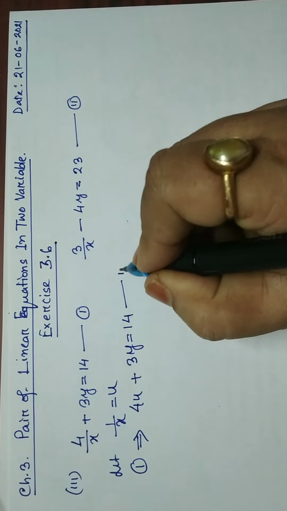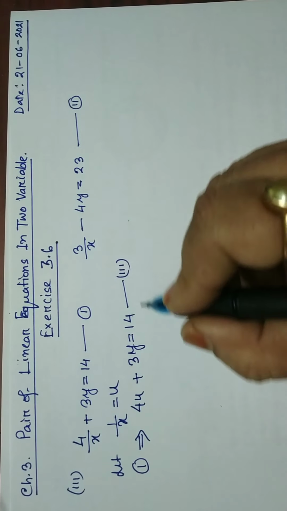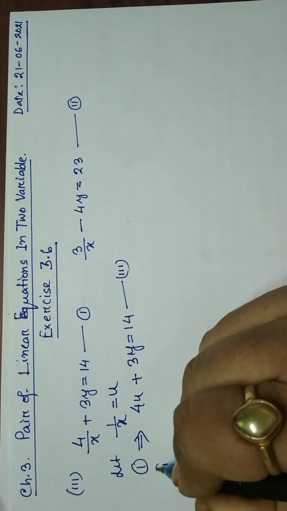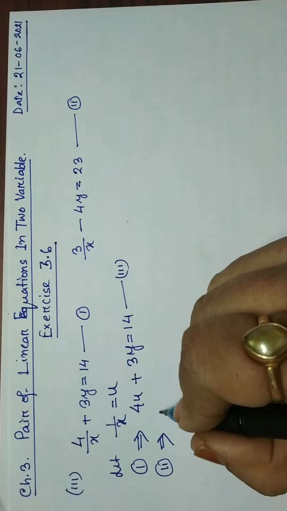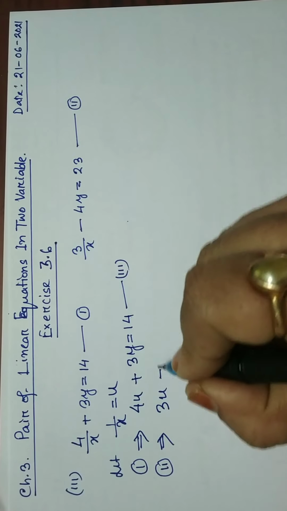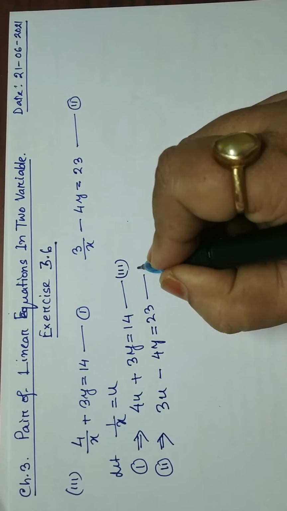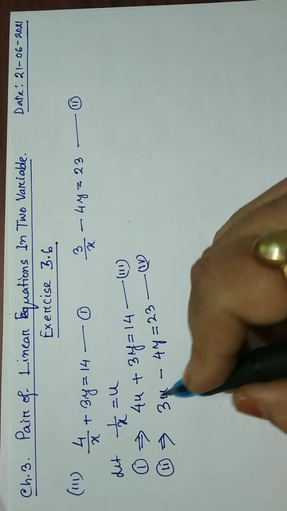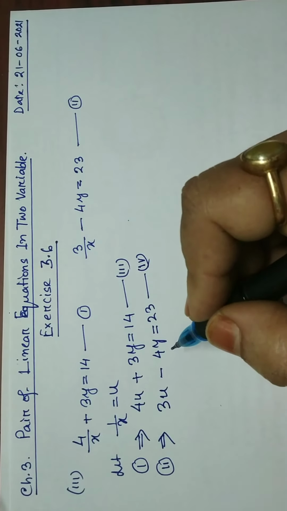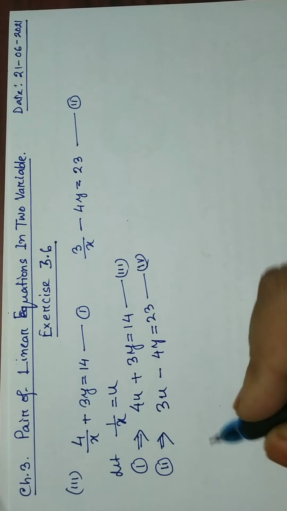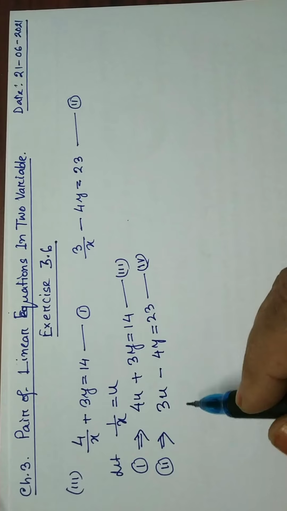This is equation number 3, because 1 and 2 are already given. Now equation number 2, if we substitute 1 by x equal to u, then this equation will be 3u minus 4y equal to 23. This is equation number 4. These two equations we can solve by any method: substitution method, elimination method, or cross multiplication method. We try to solve this by elimination method.